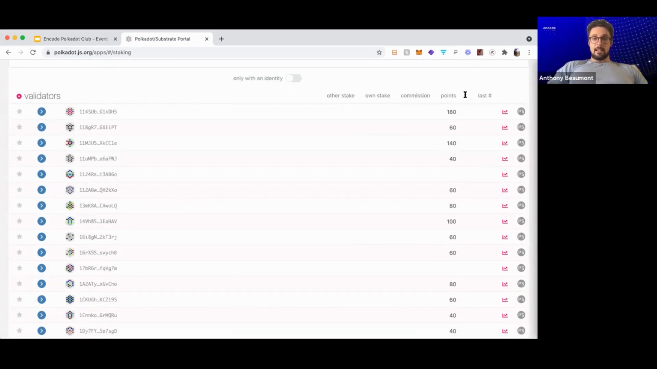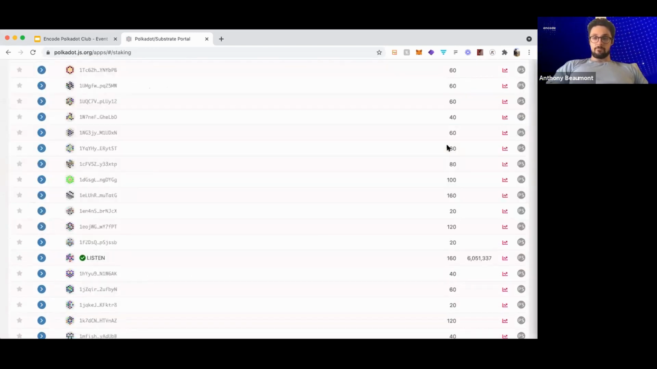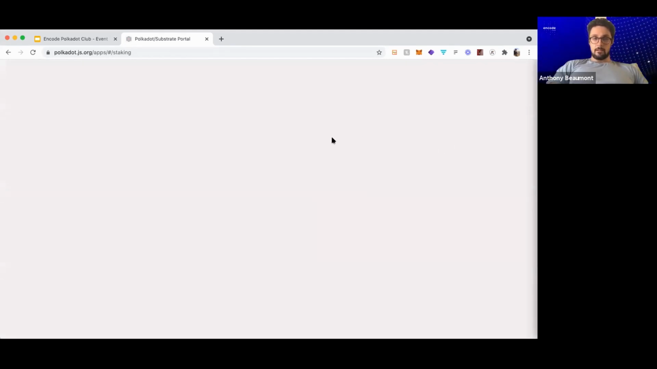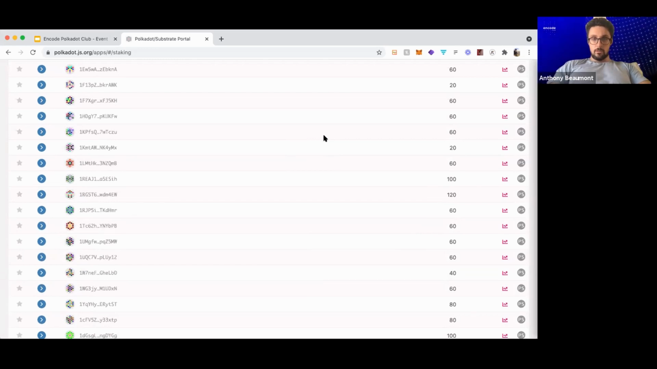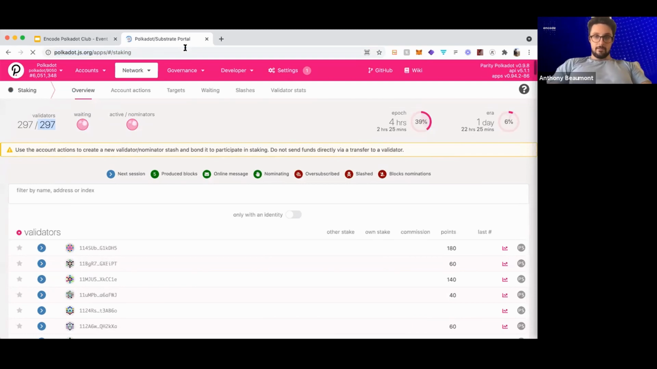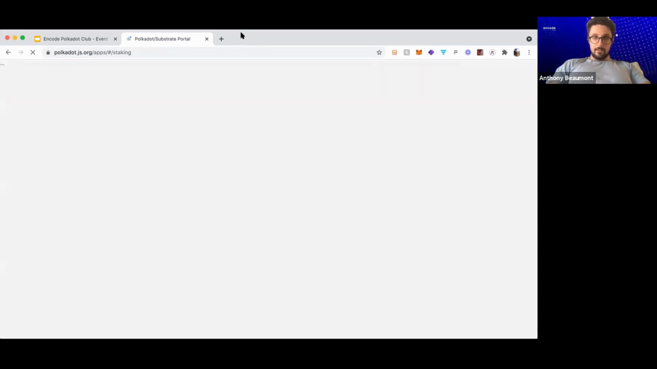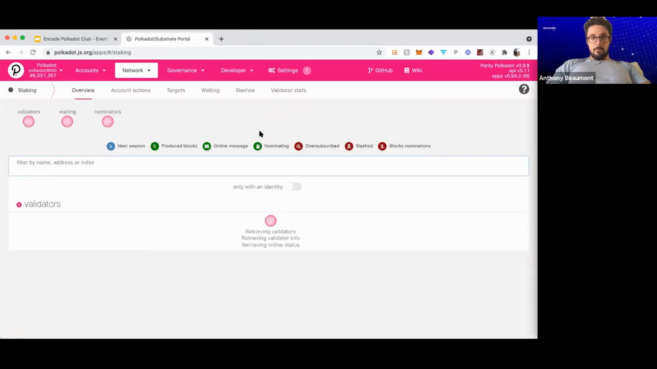And for each of these validators you can see all the addresses. They're all listed publicly. Let's see if everything loads. Oh, that's not good. No. Clearly, the Polkadot network is busy. My laptop is red hot right now. Come on.